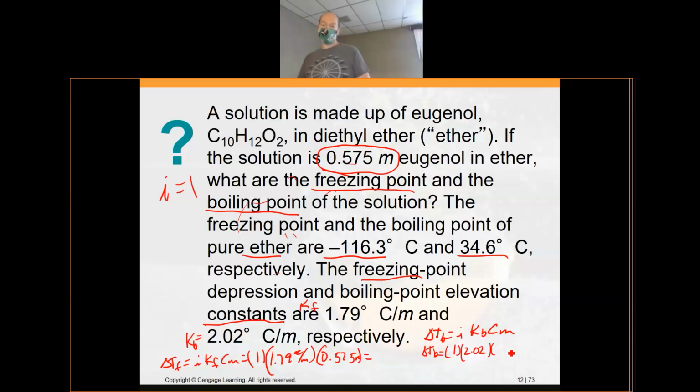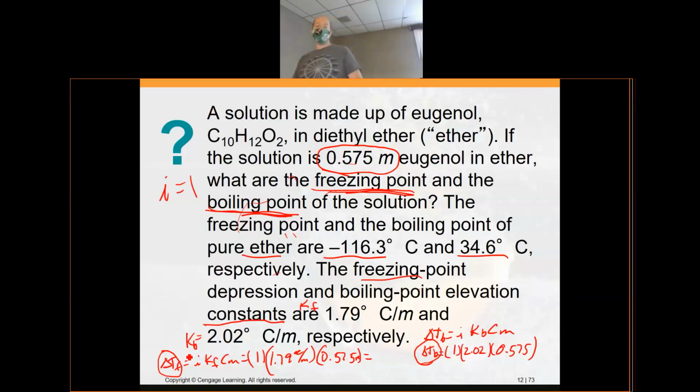The concentration and molality was given, 0.575. And you push the buttons and you get your answer. However, that is not the question. So the question wasn't, what is the freezing point depression? The question wasn't, what's the boiling point elevation? That's what this is. This is the freezing point depression. This is the boiling point elevation. The question was not, what are those? The question was, what are the freezing point and the boiling point?